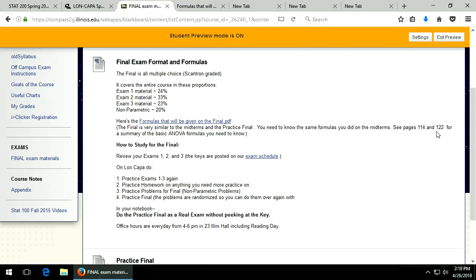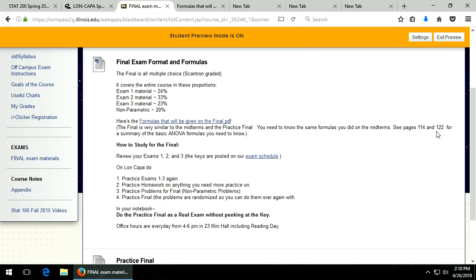Another good thing to do is to know the conceptual problems that were asked on all the exams. Like what the meaning of a p-value is, for example. What's the meaning of a hypothesis test? What does type 1 error mean? All that stuff. That's one question.